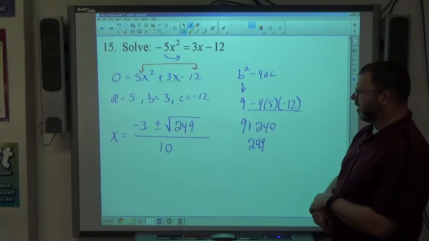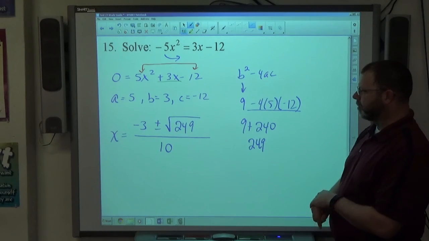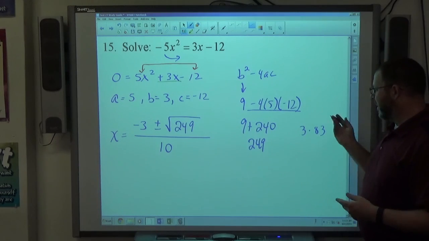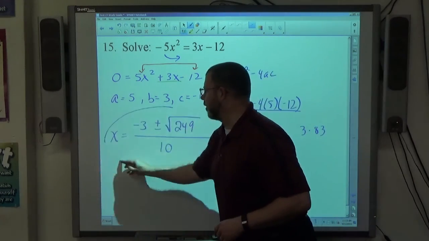Just looking at 249, it doesn't look to be factorable. I think 3 times 83, 83 is prime, so it doesn't factor to anything simpler than that, so those are your answers right there.